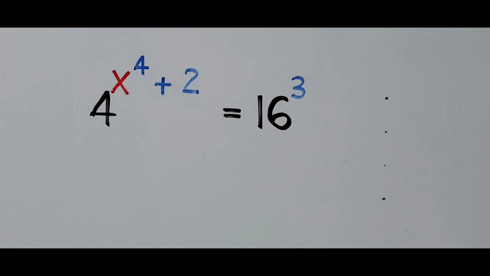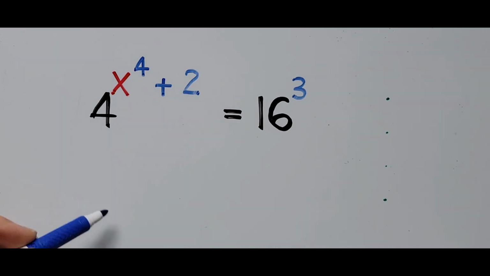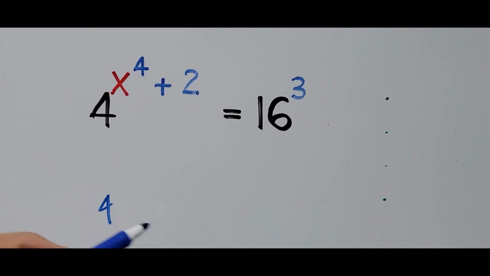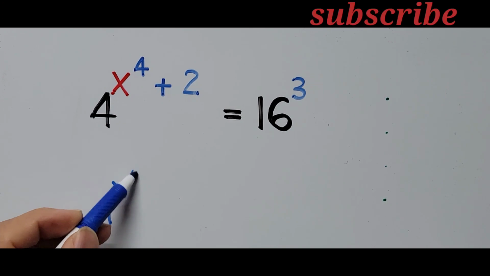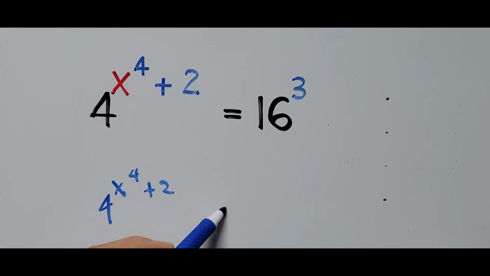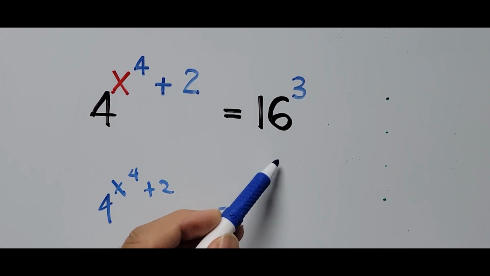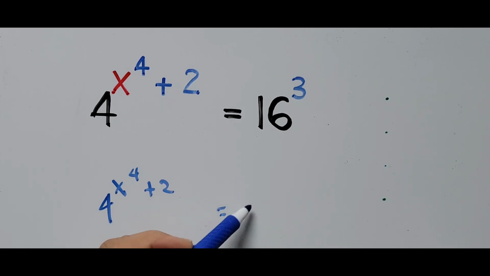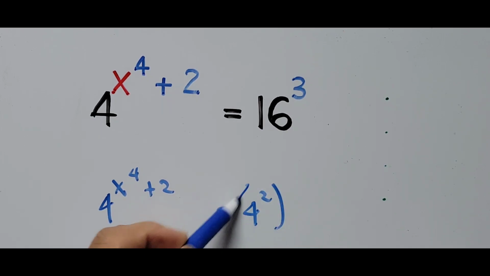From here, we'll be using the rules of exponents. We can also solve this equation by using a common logarithm, using log base 4. So 4 to the power of x^4 + 2 equals 16 to the power of 3, and 16 can be written the same way as 4 squared, to the power of 3.